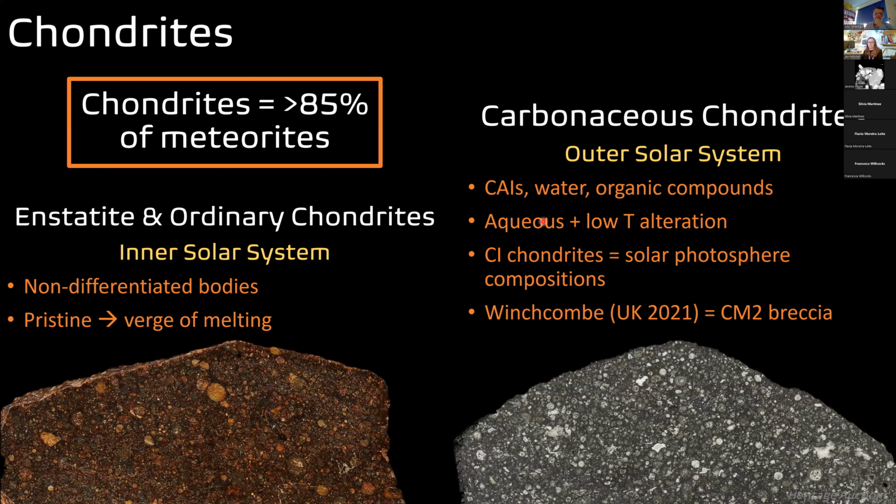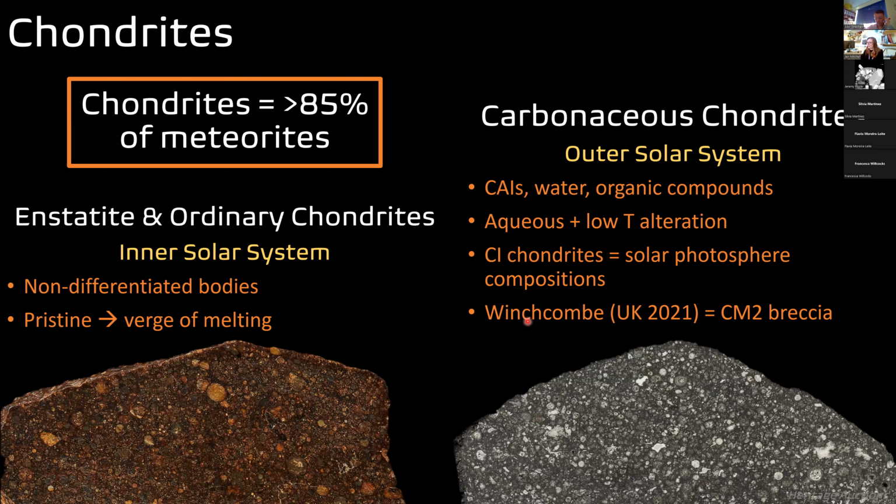So there's not very much water in the inner solar system, but the further out you go, the wetter things get. And there's also low temperature alteration. So there's a whole range of alteration products in these rocks we don't see in these ones. CI chondrites are probably the most primitive. These have the same composition as a solar photosphere. So we assume they were the very first rocks that were forming.